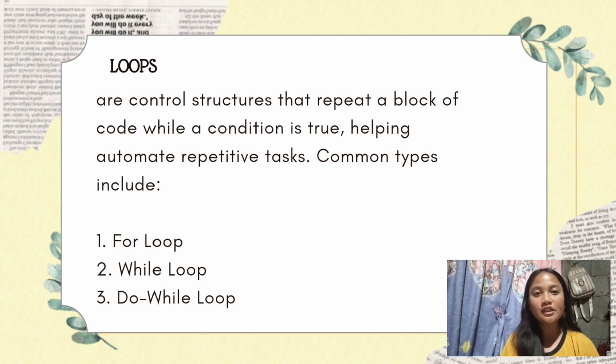The condition is checked before each iteration, and if it's false from the start, the code inside the loop won't execute. Next is do while loop. A do while loop is similar to a while loop, but the condition is checked after the block of code is executed, ensuring that the loop runs at least once.